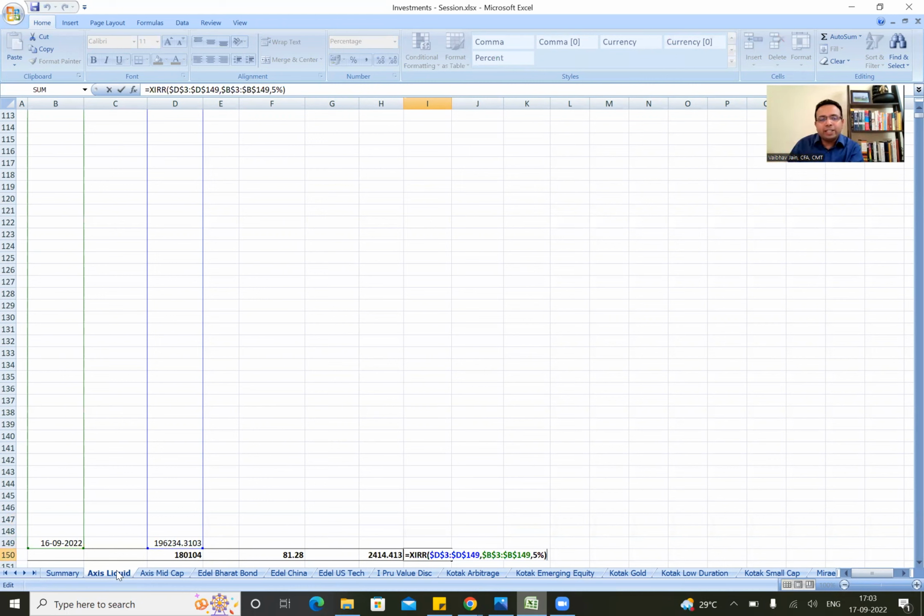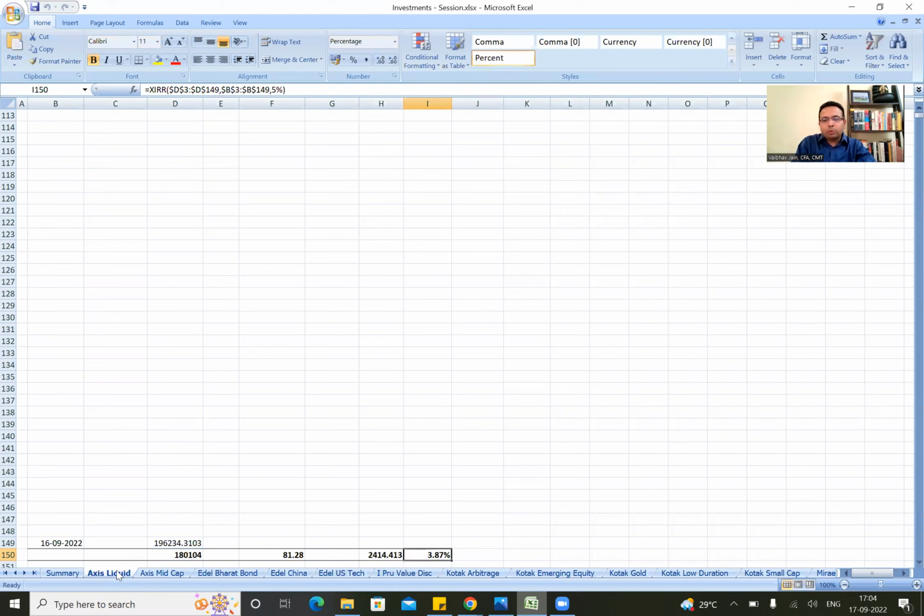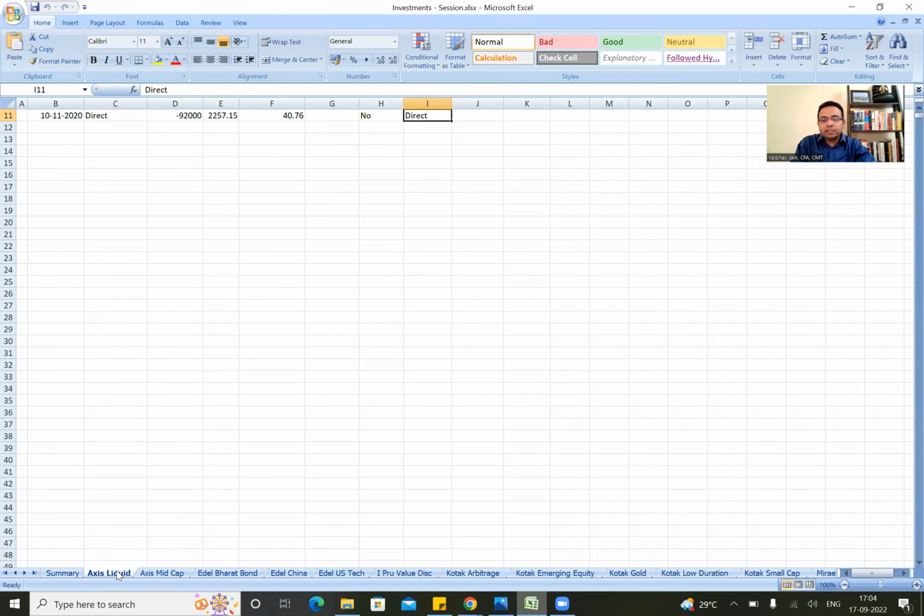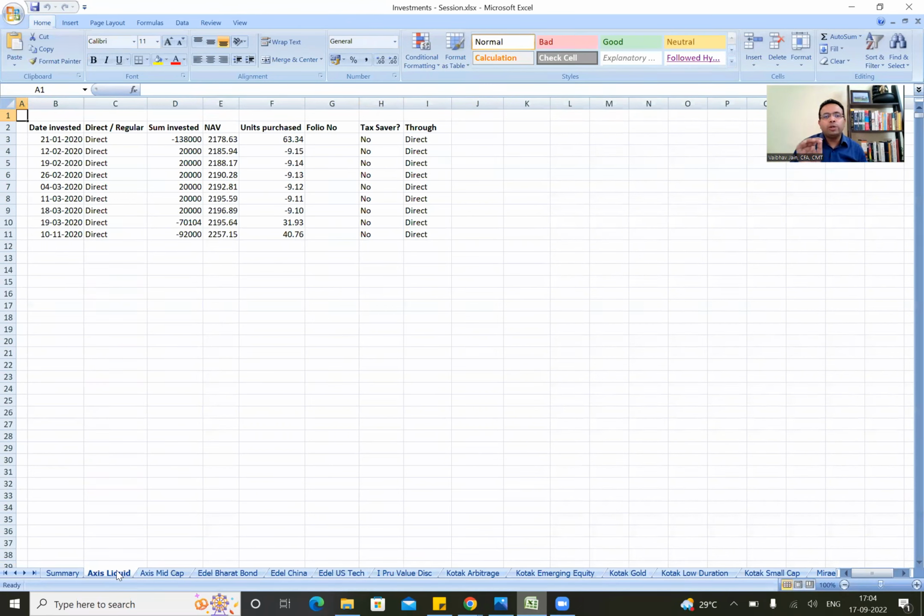So that if I liquidate it today, I am getting this 196,234, which I have, right? So I need to take into account those dates as well, I mean, today's date as well. So all the values right from the first investment to today's value, comma, B3 to B149, which is nothing but all those dates where I invested and today's date, and then just a guesstimate, which is 5%. So it gives me 3.87% as my XIRR for Axis Liquid Fund since the time I have invested.